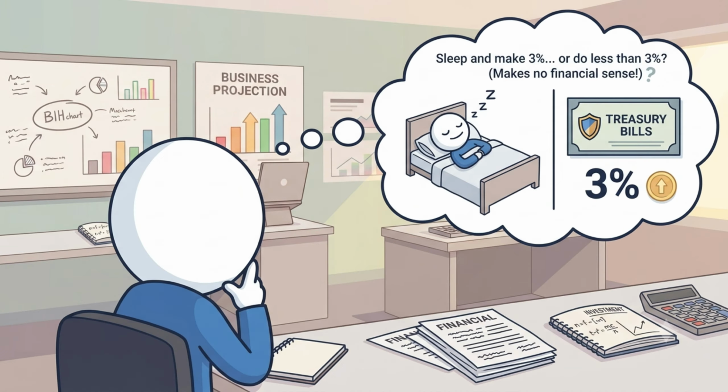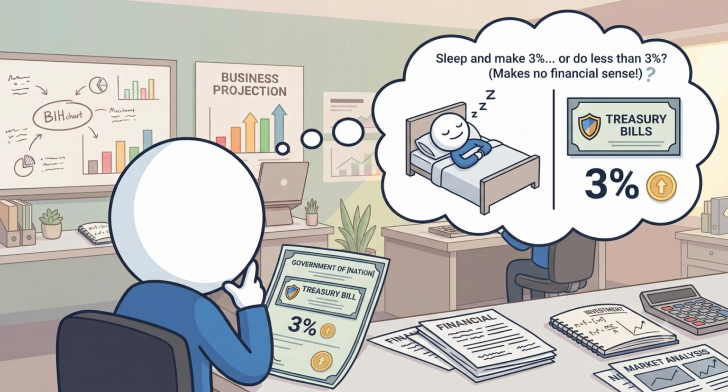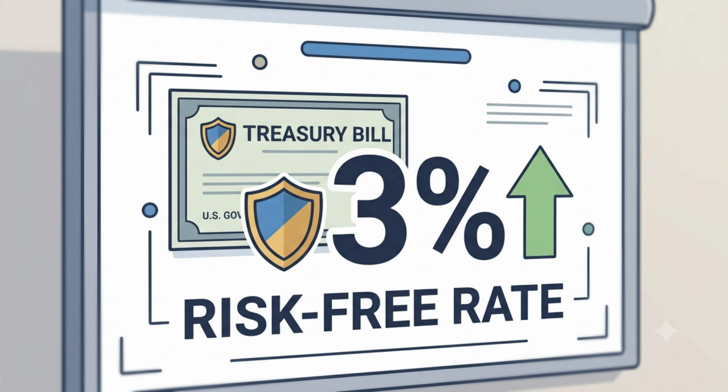But John's smart keyboard project isn't the market. It's a specific venture with its own personality. This is where beta enters the equation. From his previous studies, John knows that beta measures how much his project will swing compared to the market. If the smart keyboard line is high-tech and experimental, it might have a beta of 1.5, meaning it's 50% more volatile than the average stock.